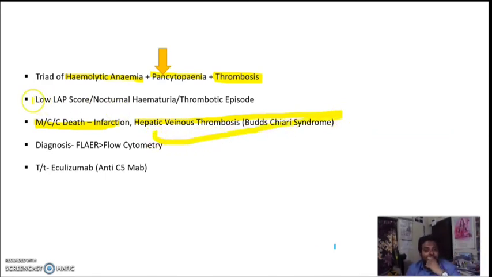Low leukocyte alkaline phosphatase score will be seen in PNH. Nocturnal hematuria, I have said this, and thrombotic episodes. The investigation of choice is not flow cytometry but FLAER. But flow cytometry is usually done because it is usually available. FLAER is better than flow cytometry because it has more specificity. PNH cases can convert into AML, so every case should be ruled out, and that's why FLAER is used. Treatment is eculizumab, which is an anti-C5 monoclonal antibody.